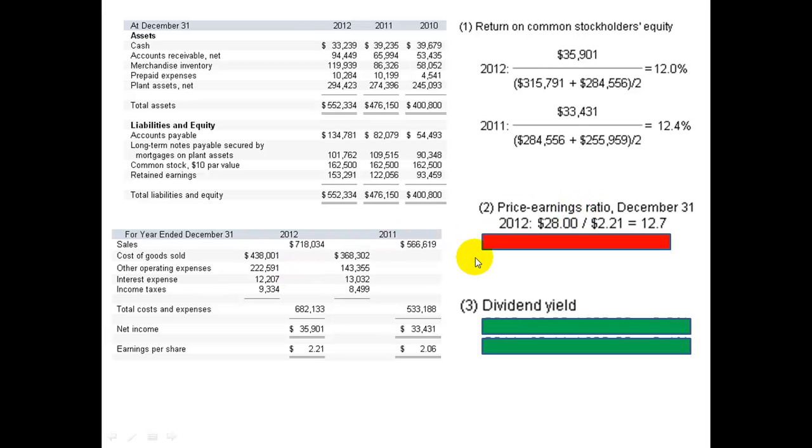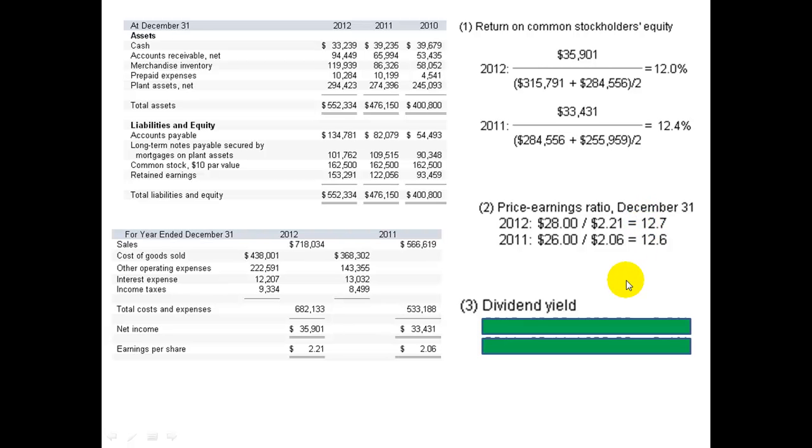Let's see what it's going to be in 2011. In 2011, the stock price was $26, and again, it's not showing anywhere here that I can see offhand, but it's got to be showing in your problem. So you'll take that $26 price and divide it by the $2.06 earnings per share in 2011. In this case, you get a 12.6 PE ratio. So it looks like the PE ratio is pretty much the same for both years.